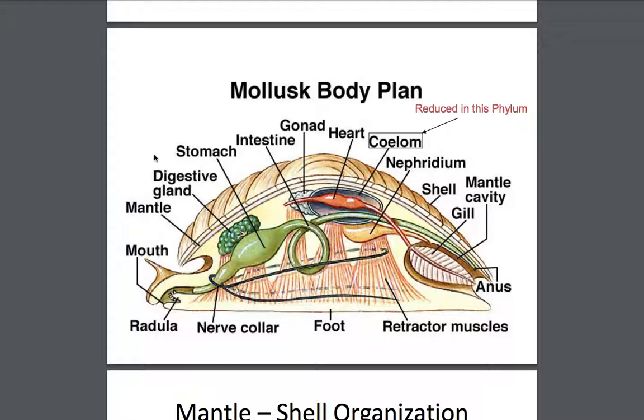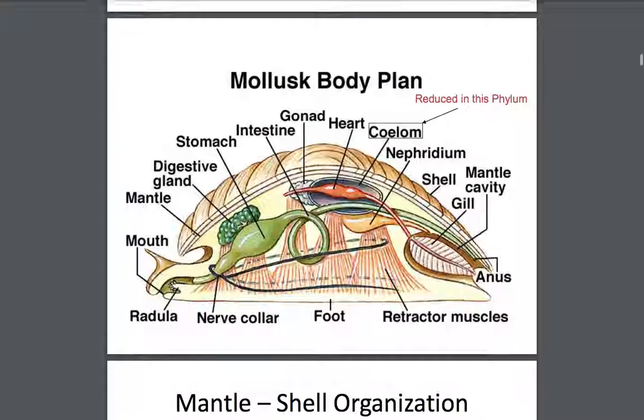So interiorly, all of the parts are a little bit more complex than just a visceral mass and foot. There's a linear gut. There is a heart, coelomic space around it, musculature that attaches to the shell down to the foot, some associated mouth parts, and we're going to talk about those in more detail.